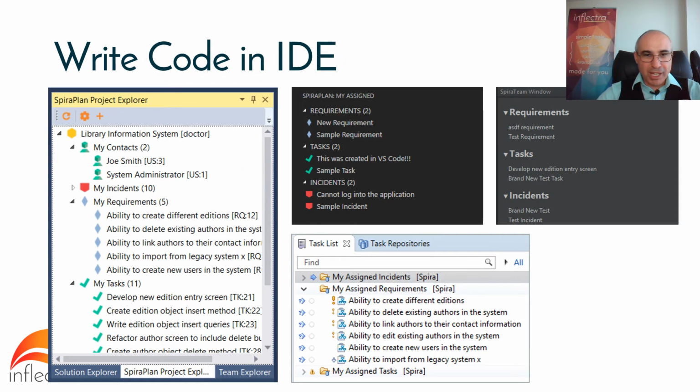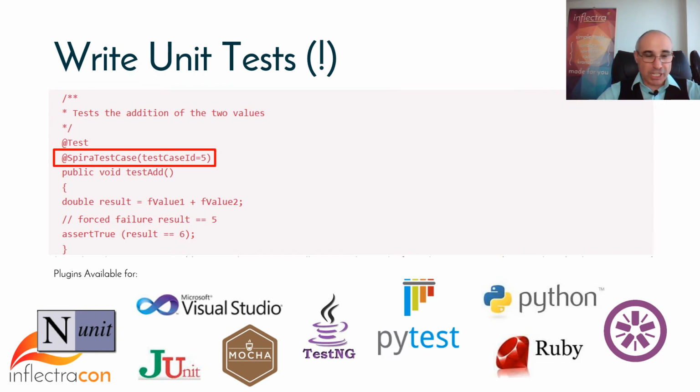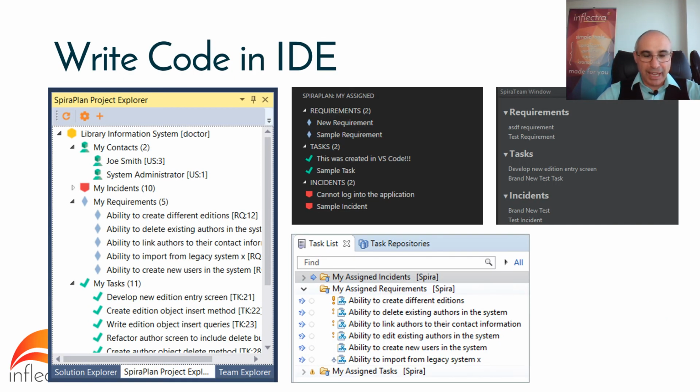Okay, now we're going to write code. So in our IDE, we write our code. And to make this even easier, we have plugins for the different IDEs. What this means is that inside every one of the IDEs we support, you will see the tasks and requirements that are assigned to you. That way you'll see exactly what you have to do: the name, description, and all the fields for that particular requirement or task. And when you commit the code, you can click on this and it will automatically insert the appropriate token into your commit.